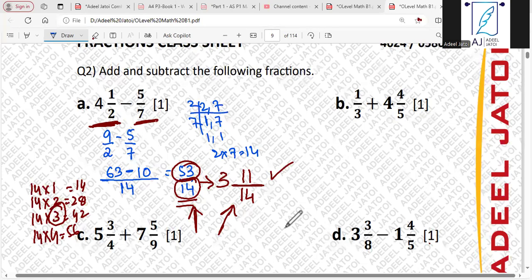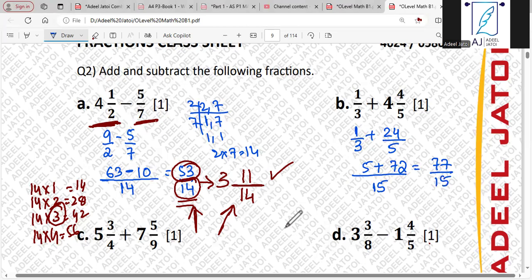Considering part B, right? So part B is 1 upon 3 plus 5 fours is 20. This will be 24 upon 5, right? LCM becomes what? 15. So 15 divided by 3 is what? 5. 5 ones are 5. 15 divided by 5 is 3. And 24 into 3 is 72. So the end result is what? 77 upon 15.